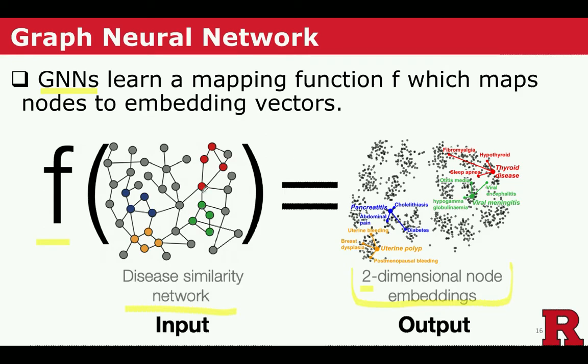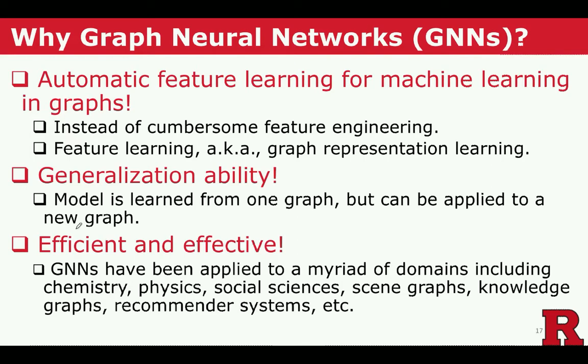So the goal for GNN is to learn this mapping function f. GNNs have many advantages over other techniques in graph representation learning. And the most important one, in my opinion, is basically the generalization ability. So a GNN model is learned from one graph, but it can be applied to a new graph without hurting too much of the performance.